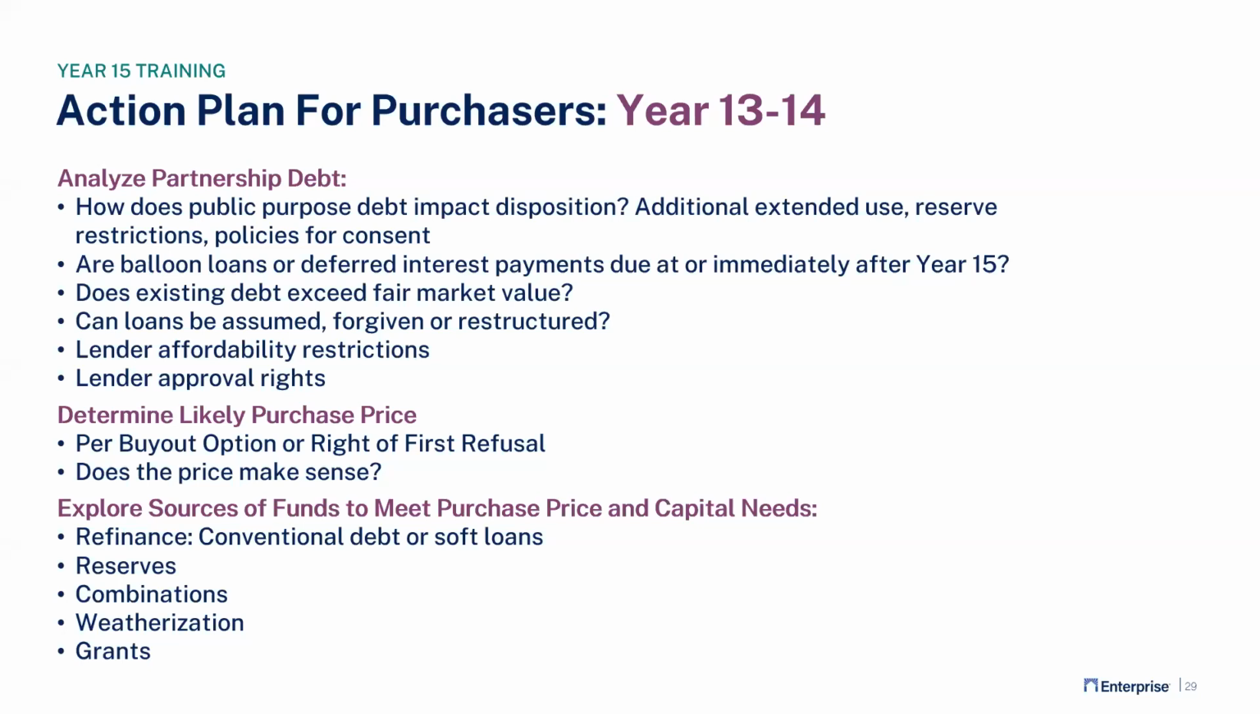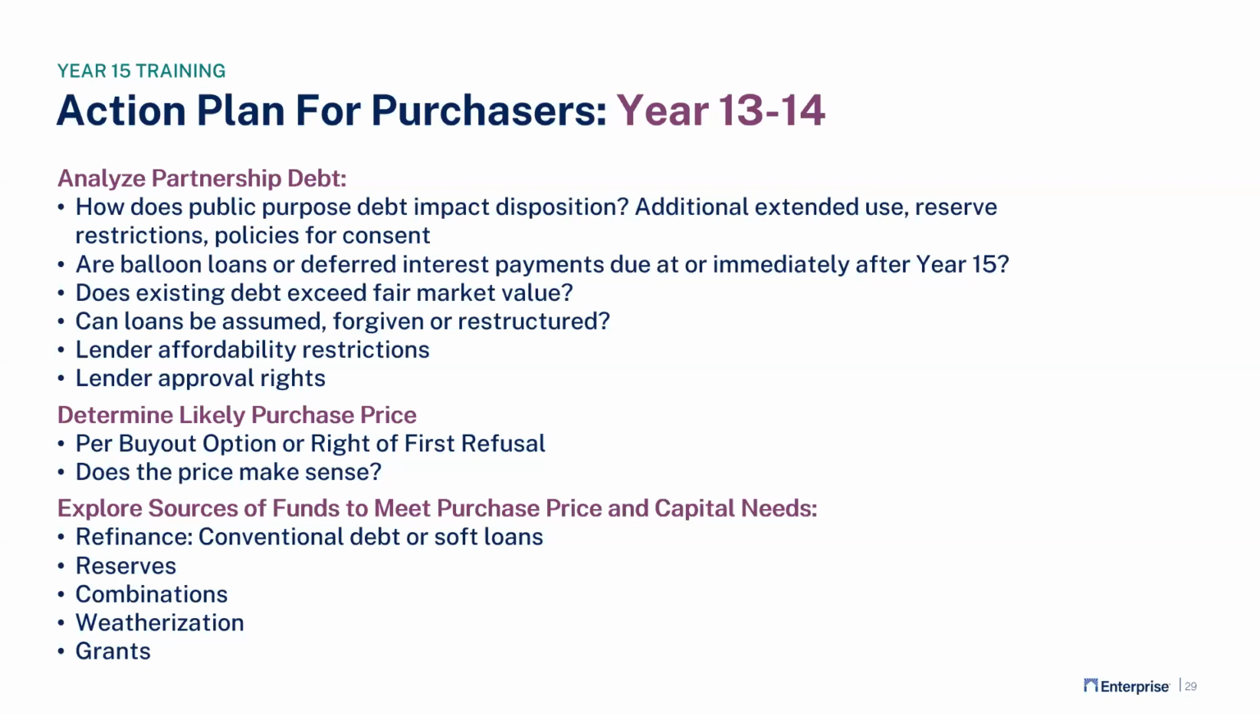But in year 13 and 14, hopefully no later than year 14, you have a good idea what your purchase price is going to be per the buyout option or the right of first refusal. And then you can internally make the decision: does this price make sense? Does a buyout option equate to the true value of the LP interest? Or is a right of first refusal taking into consideration the loss of cash and reserves? Does it make sense to follow that route?